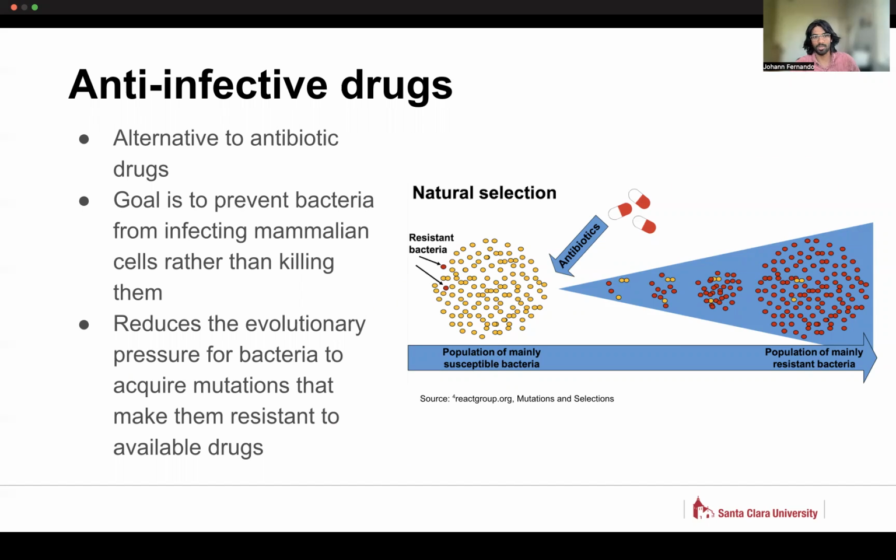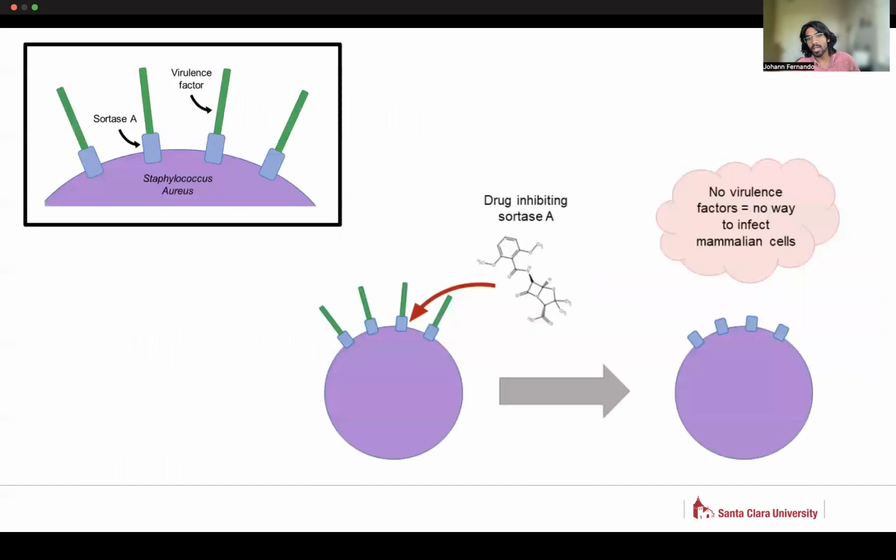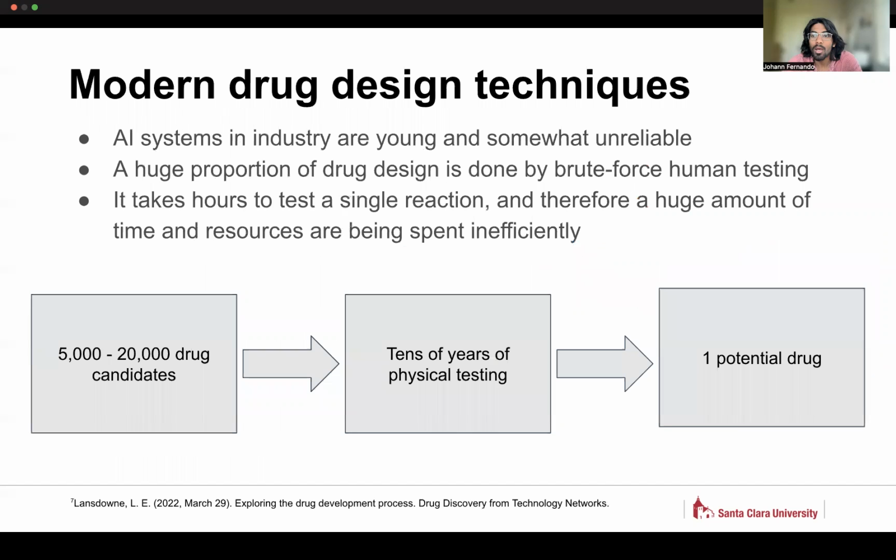places for treating patients. Sortase A is our specific target. It allows these bacteria to use their virulence factors to infect mammalian cells. The way we're going about this process is by trying to innovate in the drug design space.